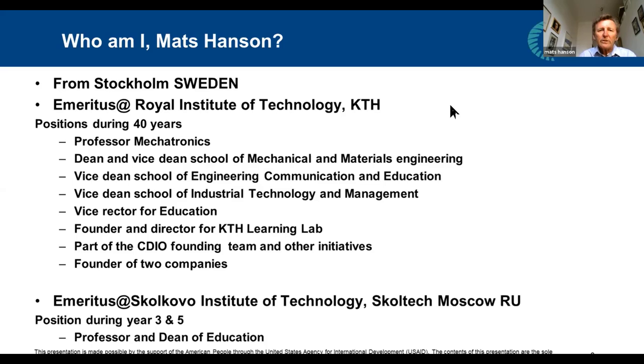I started the mechatronics program almost 40 years ago. It was a long time ago, when the first microprocessor came, in 1975, 76, something like that, before 78. I was working at Stanford University in the 80s. I was also the founder and director of KTH Learning Lab. We started learning labs at Stanford, Karolinska Institute, and Uppsala, and then it spread around the world.